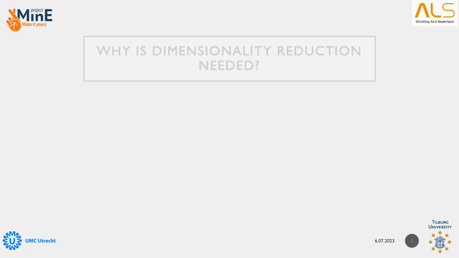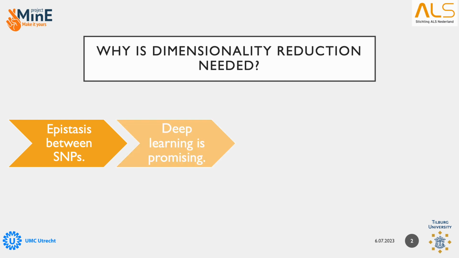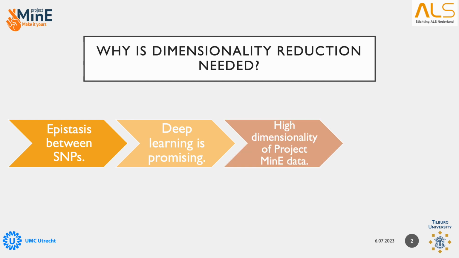Let me first establish the fundamental problem in the big picture in our genetic ALS research. Linear methods like GWAS are unable to capture epistatic interactions between single nucleotide polymorphisms. Deep learning is highly promising for uncovering this complex genetic architecture of ALS. The feature space of the Project MinE data is too large for off-the-shelf use in deep learning. Therefore, nonlinear compression is required.